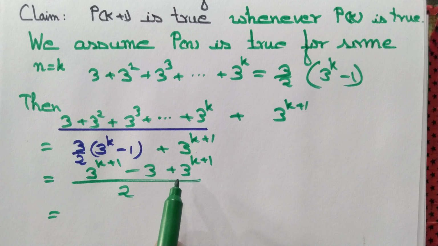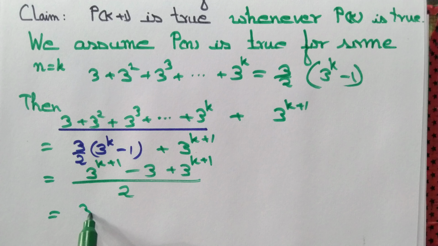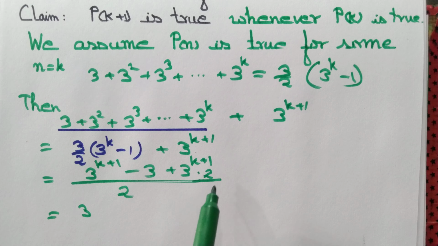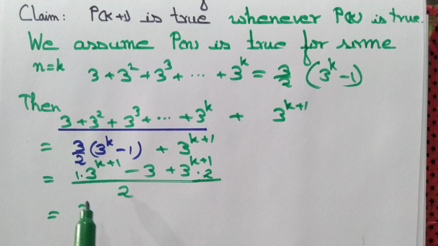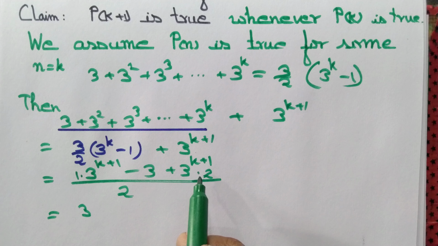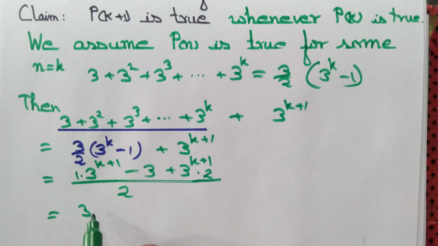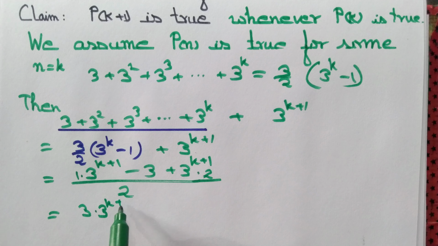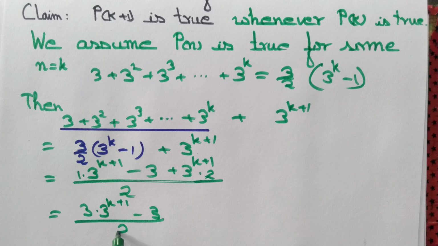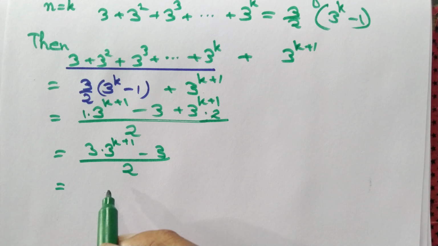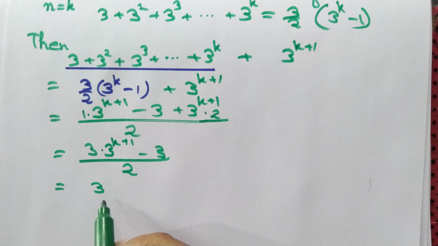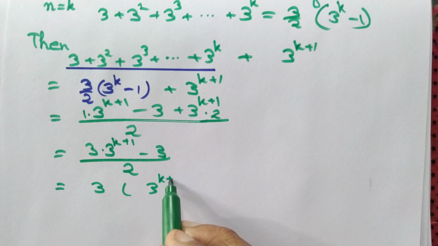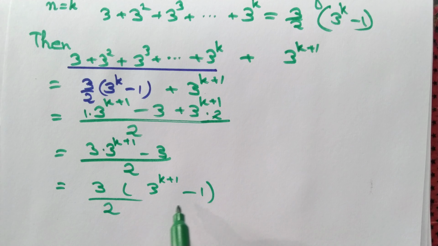Now we can take 3 common and say that, we should simplify a bit. One number of 3 to the power k plus 1 and 2 number of 3 to the power k plus 1 gives you 3 number of 3 to the power k plus 1, minus 3 by 2 we copy as it is. That's equal to, now we take 3 common and write 3 times (3 to the power k plus 1 minus 1 by 2).